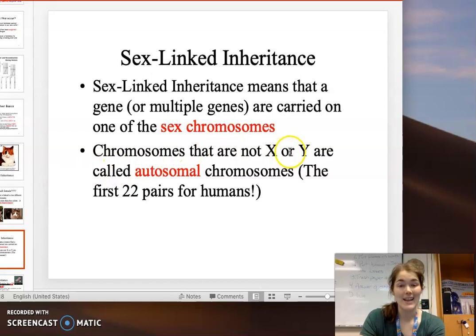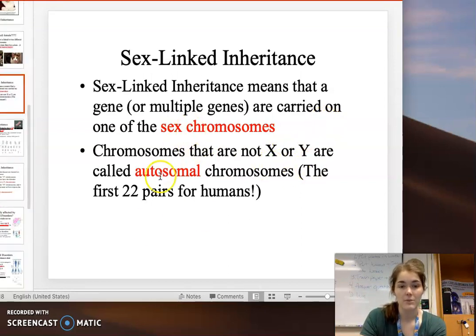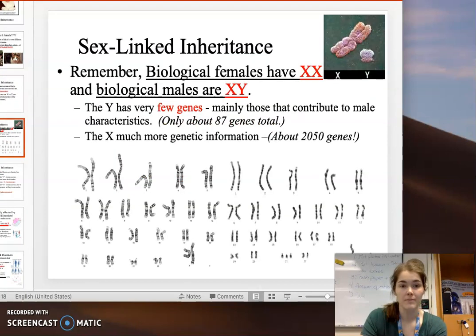So sex-linked inheritance means that a gene or multiple genes are carried on one or more of the sex chromosomes. Chromosomes that are not X or Y, which are sex chromosomes, are called autosomal chromosomes. So that's the first 22 pairs or 44 chromosomes. Humans have 46, the last being the X's and the Y's. So sex chromosomes versus autosomal chromosomes. Sex-linked inheritance: biological females have XX. Biological males are XY.